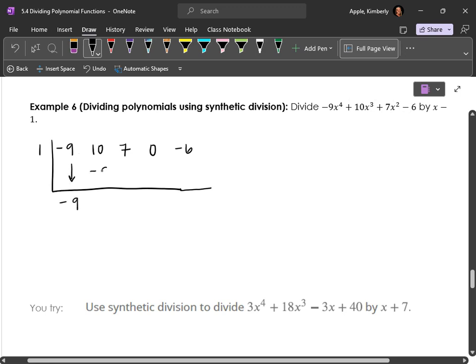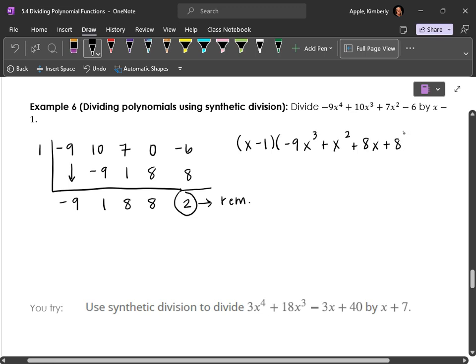So this will be -9, 1, 1, 8, 8, adding together get 8. This is 8 again, and 2. So this is our remainder. And then we can, of course, write this in the form of divisor. And then the quotient drops by a degree, and then we just go in descending order. This would be x squared plus 8x plus 8, and then the remainder will be added on at the end.